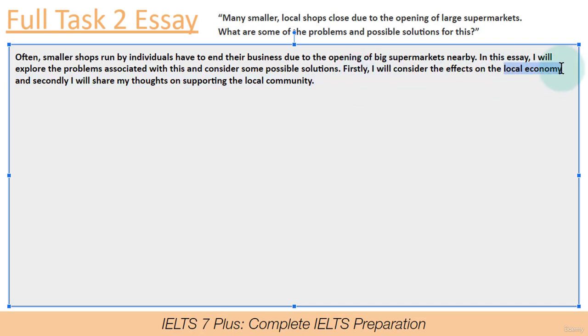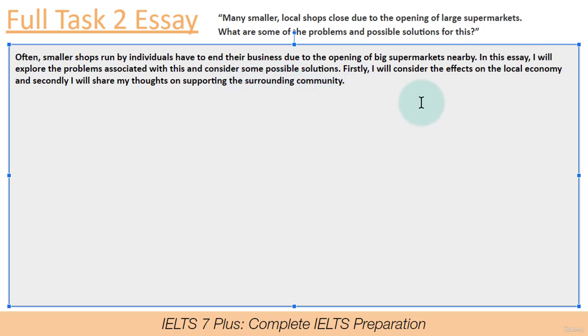So we have this local economy, which was the fair trade and buying local, and then we have the local community. I'm not too worried about the repetition, although always good to read back and just check to see if it sounds a little bit too repetitive. Let's do that now. Firstly, I will consider the effects on the local economy, and secondly, I will share my thoughts on supporting the local community. Nearby, I might say that, nearby, surrounding community. Let's change that. I think maybe that repetition did sound a little bit dull. Let's try and use interesting vocabulary that's not repeated.